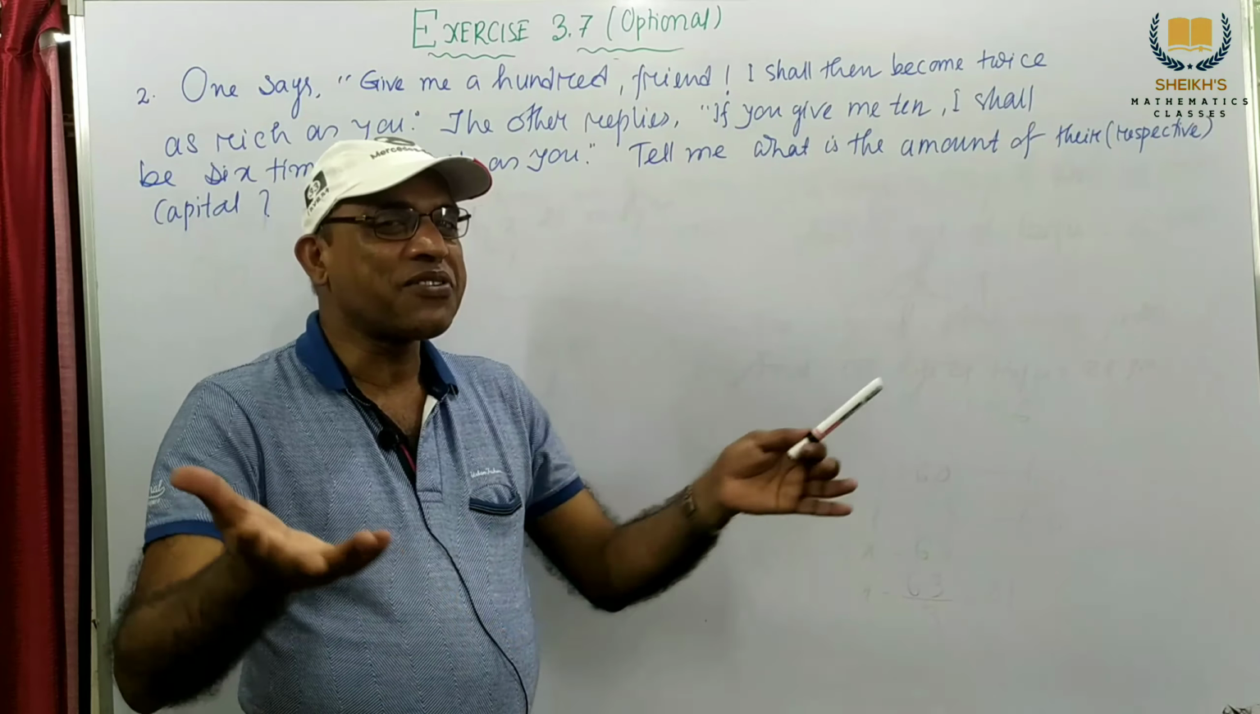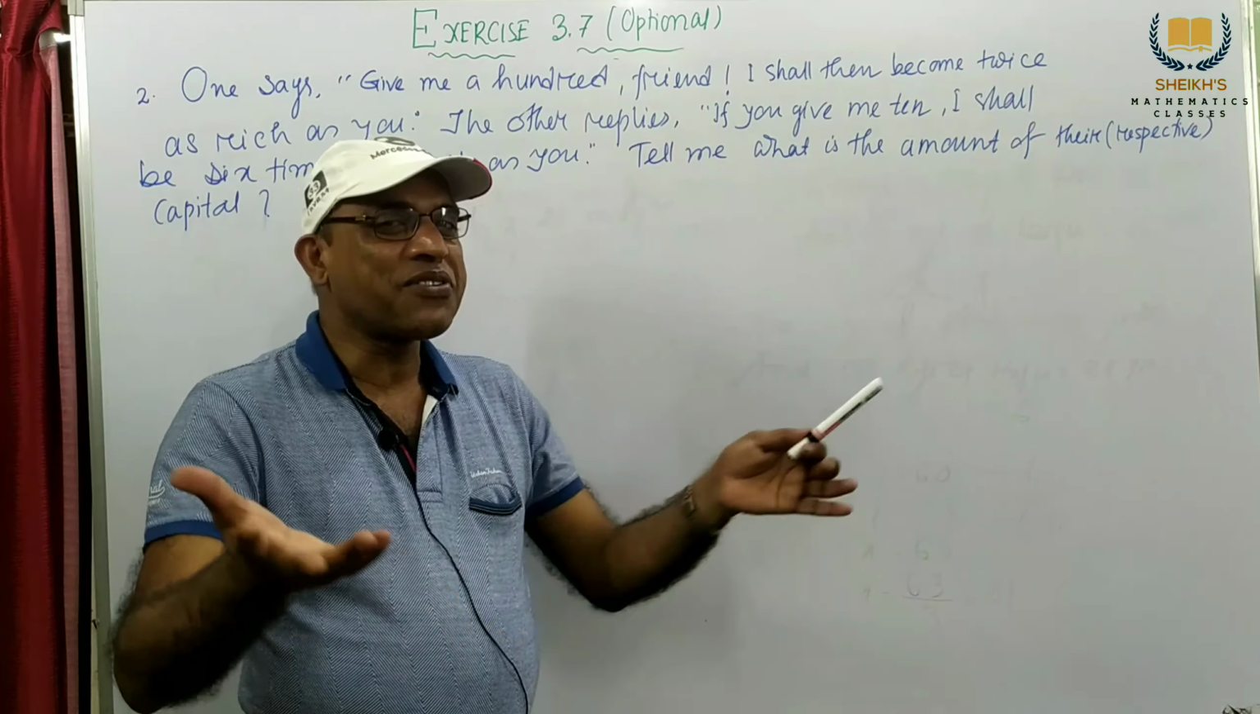So, first friend says, give me 100, friend, I shall then become twice as rich as you. The other replies, if you give me 10 rupees, only 10 rupees, then I shall be 6 times as rich as you. So, we consider the solution.